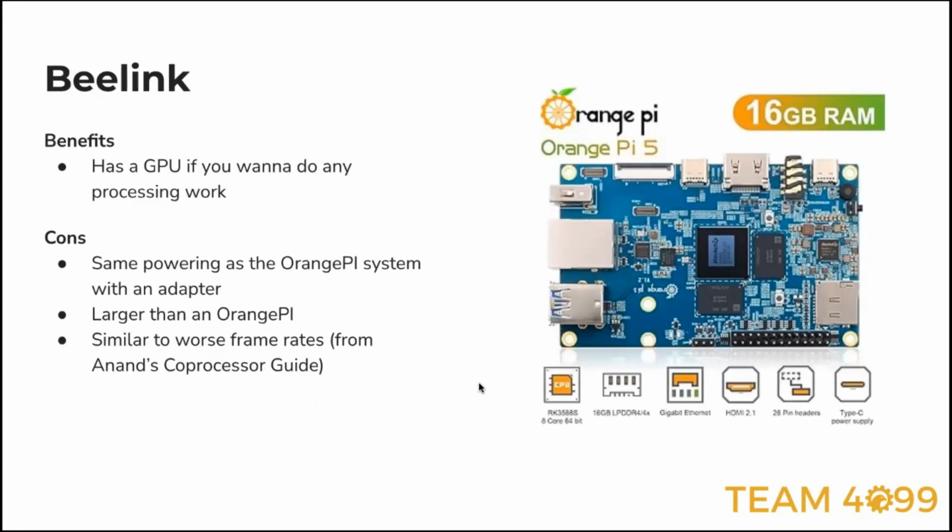We didn't put the photo in, but the B-Link is another option that you can use. A B-Link is a slightly larger version of an Orange Pi, but it's more boxed off. I'm not really too familiar with the exact benefits because we haven't used it before, but I believe it has a GPU that you can use for processing work. It has a slightly better processor than the Orange Pi, so you can do more cameras, but we saw that it gets worse frame rates and it's also larger, but you have to power it the same way.